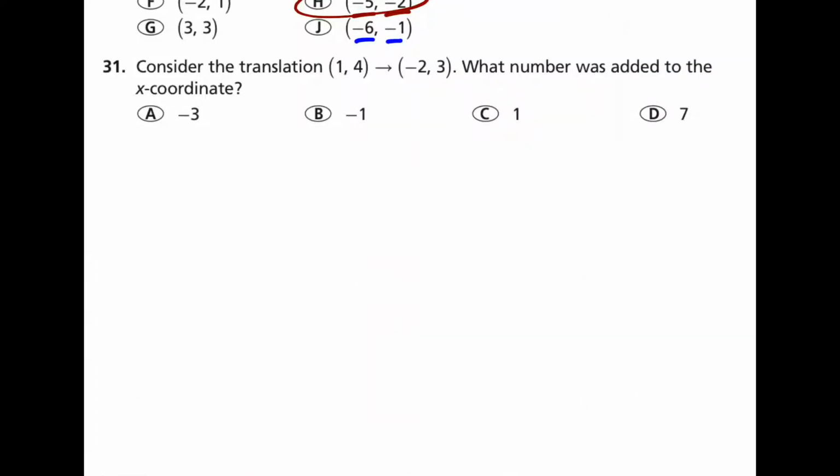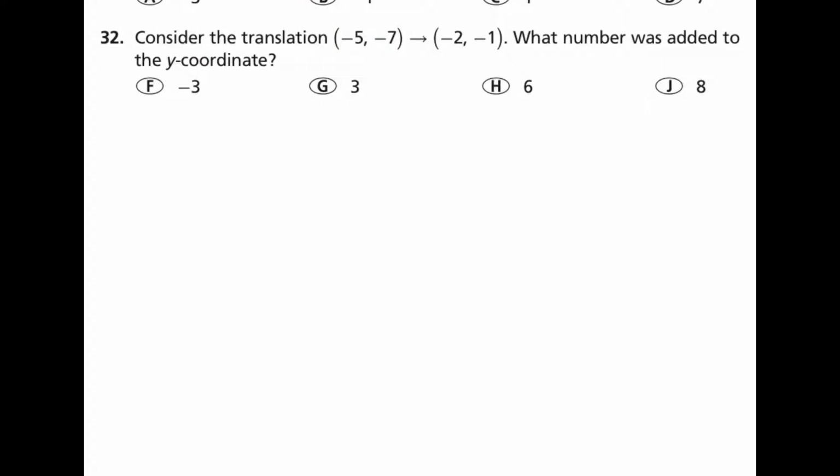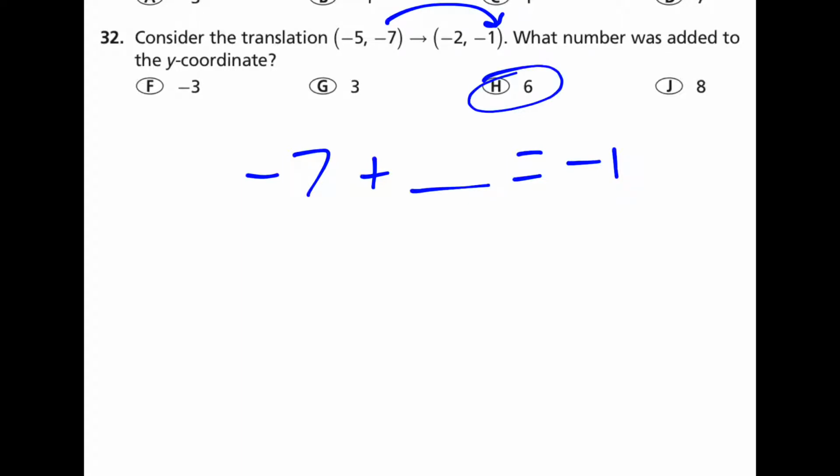For 31, we can take the new x value and subtract the original, and we get our transformation, or our translation. In this case, you subtracted 3 from 1 to get to -2. 32 is very similar. Put another way, we're saying -7 plus something is equal to -1. Turns out that answer is 6.